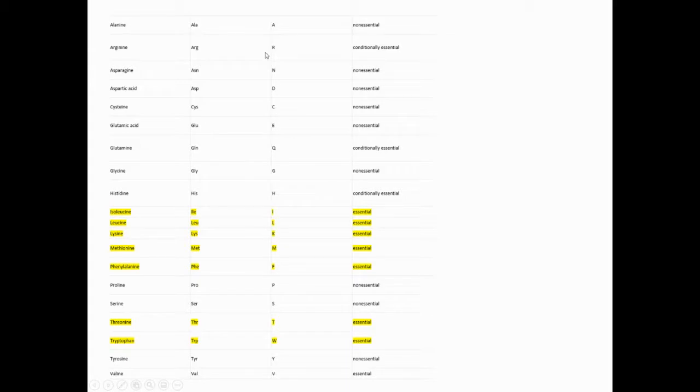And those non-essential amino acids, they can be synthesized from various metabolites, all right? And then also you can see there are some amino acids labeled as conditional essential, like arginine, glutamine, histidine. So these are conditionally essential. That means although our body can synthesize these amino acids, it may require supplementation during certain physiological conditions, like pregnancy. So that's why it's called conditional essential amino acid.